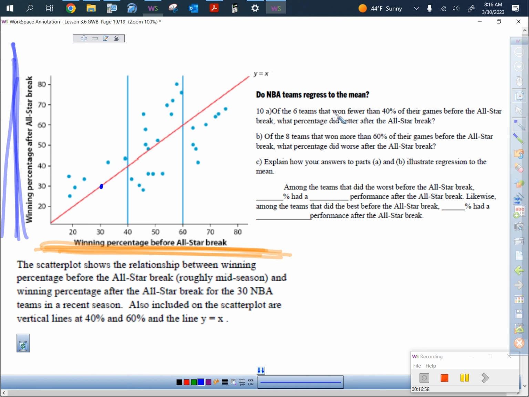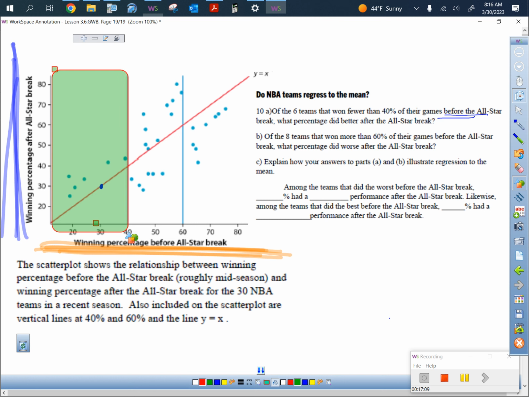So they ask us this. Of the 6 teams that won fewer than 40% of their games before the All-Star break. So let me get my cool little guy. These are all of the guys that won fewer than 40 games before the All-Star break, right? Because this is before the All-Star break, so I got to look to the left of 40. It says, what percentage did better after the All-Star break? I got to erase that dot that I put on there because it's not really there.